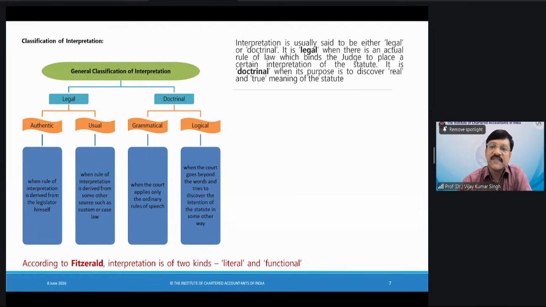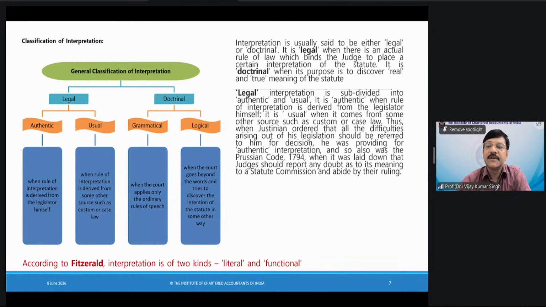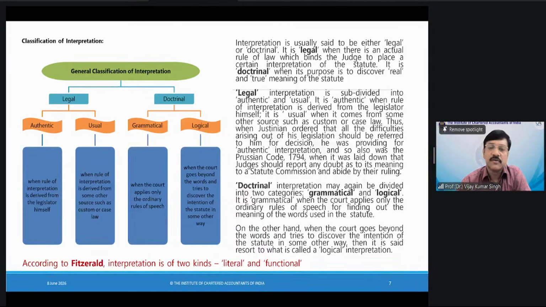It is legal when there is an actual rule of law which binds the judge to place a certain interpretation of the statute. It is doctrinal when its purpose is to discover real and true meaning. Legal interpretation is subdivided into authentic and usual. We have already seen that. And doctrinal may be again divided into grammatical and logical. So I hope this differentiation is clear.